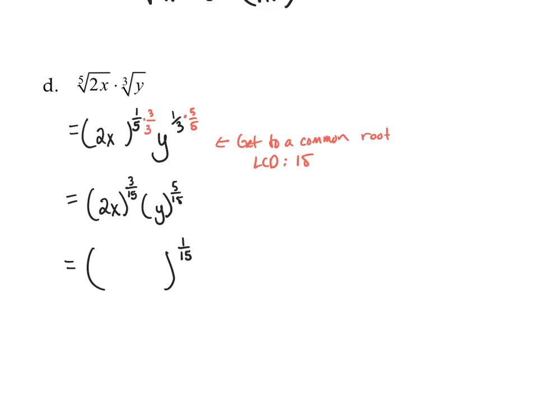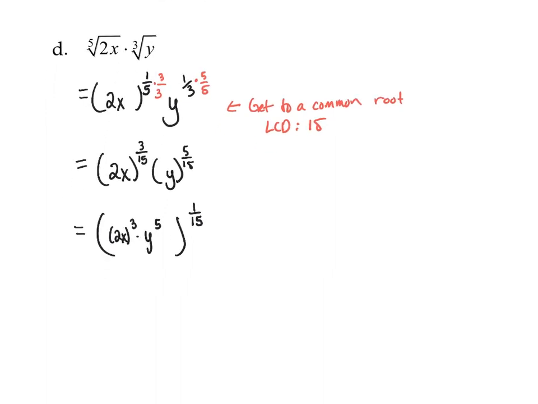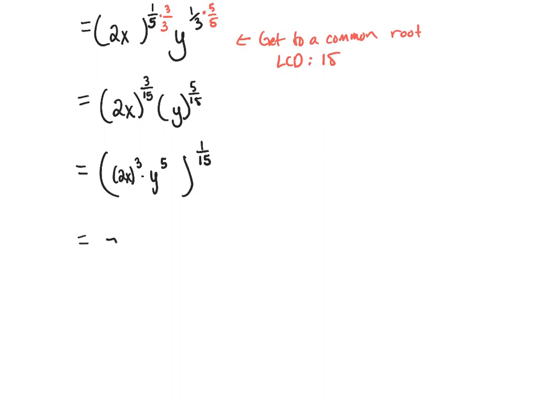So if I wanted, I could write this as the cube of 2x multiplied by y to the 5th, all to the 1/15. Or I could write this as the 15th root of 8x cubed y to the 5th. And I got that 8 by just doing the product to a power rule, doing the 2 cubed, which is 8, and then the x cubed. So a little bit different strategy here, just getting that common denominator so that I could get them under the same root as each other.